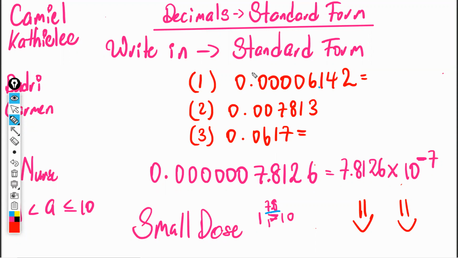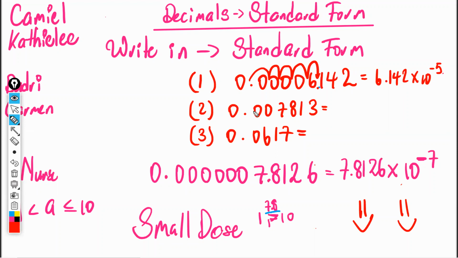So let's move this over, guys. We'll have to move this to the right. So 1, 2, 3, 4, 5. So it's 5 places. So we're going to get 6.142 times 10 to the negative 5. Cool.